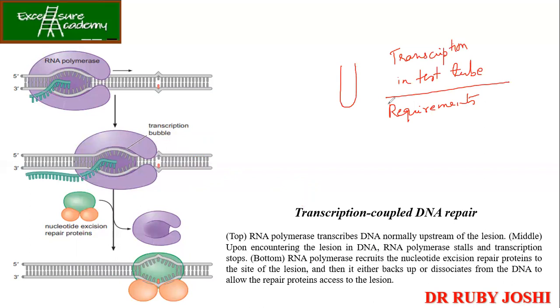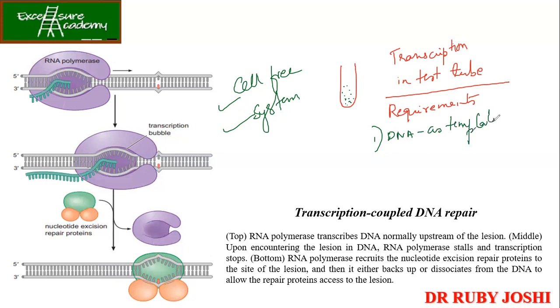I know I haven't taken transcription yet, but there will be a rough idea, right? Everyone will know what is needed to do transcription. So if I have to do transcription inside a test tube, without cells, it is also called a cell-free system. You can do protein translation as well as transcription. So if I have to do this in a test tube, what all should I add so that it will carry out the transcription? Of course, it needs DNA. You need DNA as your template. Then what else?